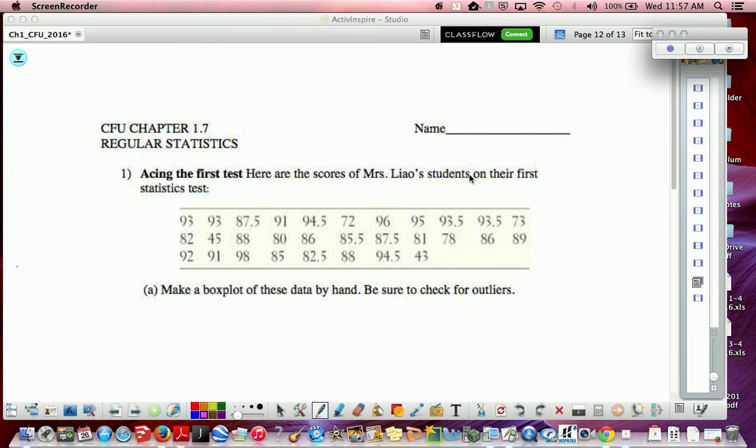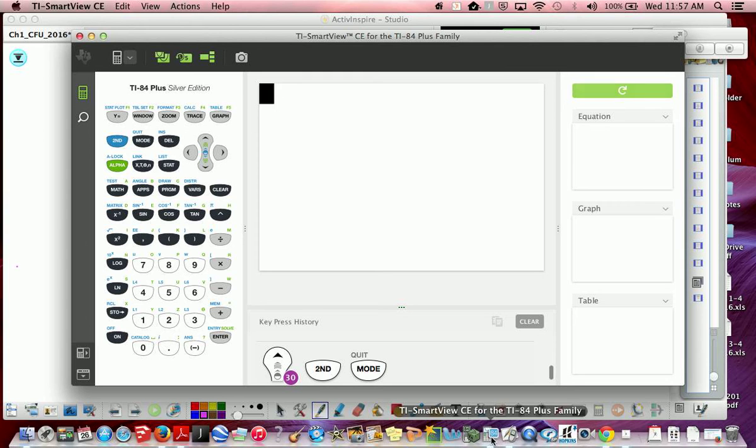Here's where the technology is going to really help us save a little bit of time. So take out your calculators right now, just like I'm going to do. What I'm going to do is enter in all of the data points into list 1. Now I've already done that. So after I get done showing you where it's located, pause the video and enter in these data points.